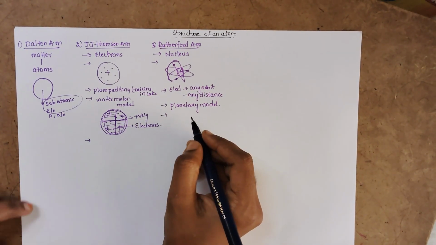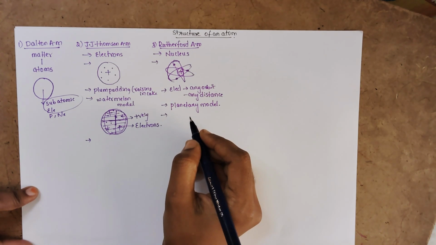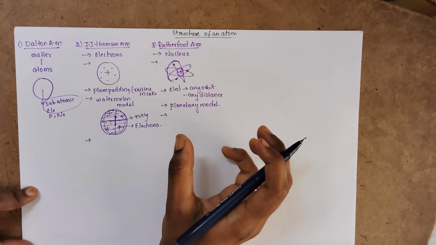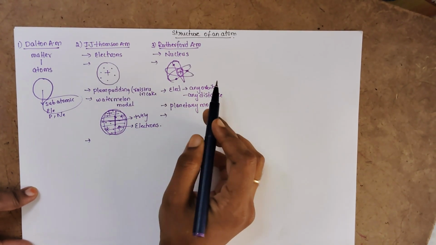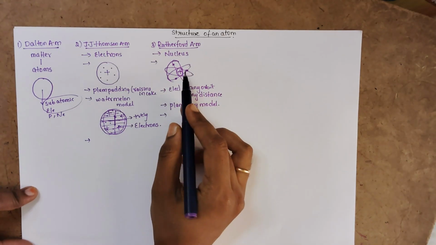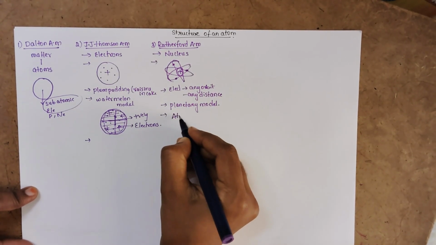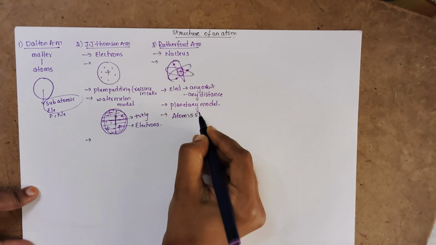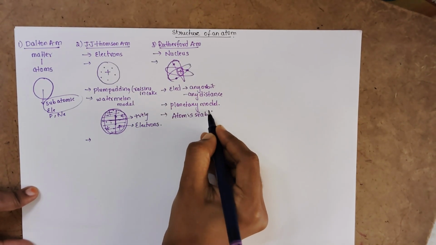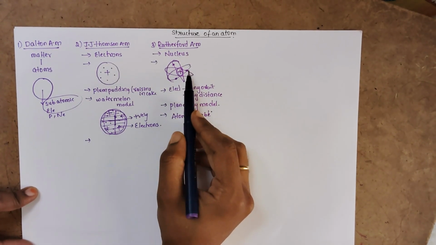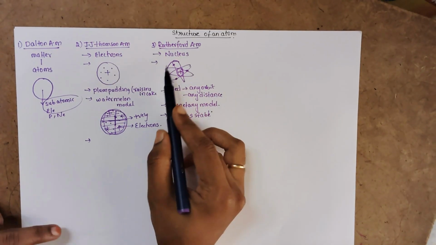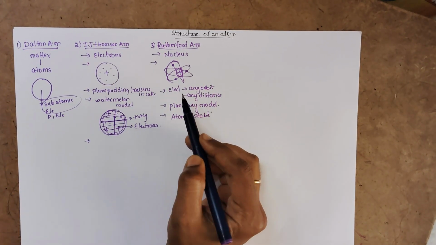The drawback here is, according to classical physics, if a charged particle like an electron moves continuously, it loses its energy and falls into the nucleus. But this is not happening here. Why? Because the atom is stable. Here the drawback is he could not explain why the electrons are not falling into the nucleus.